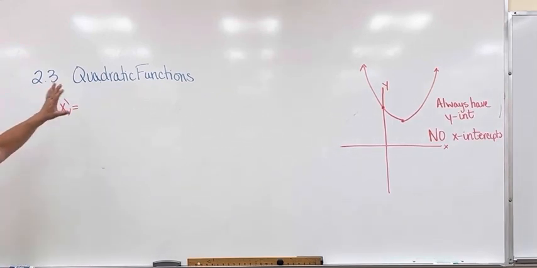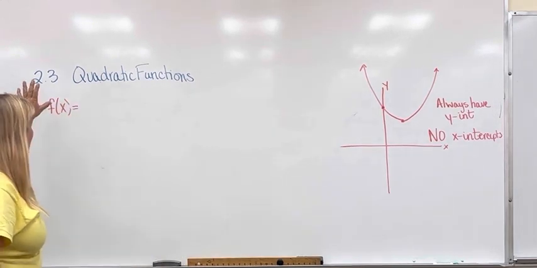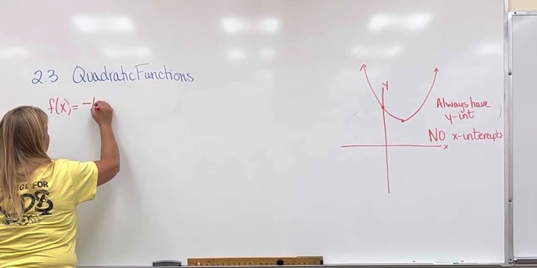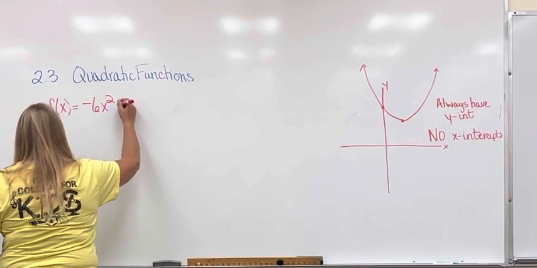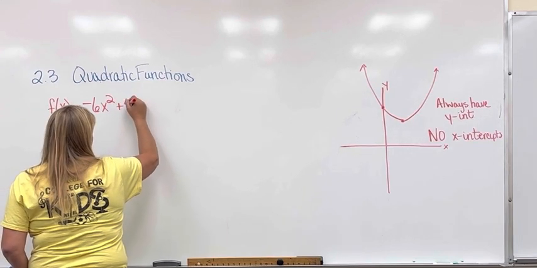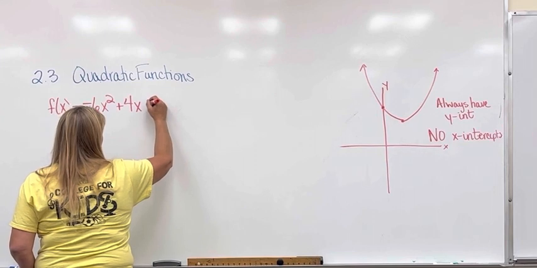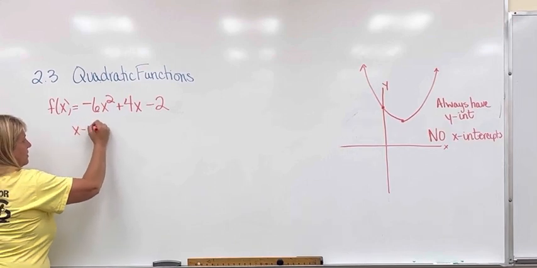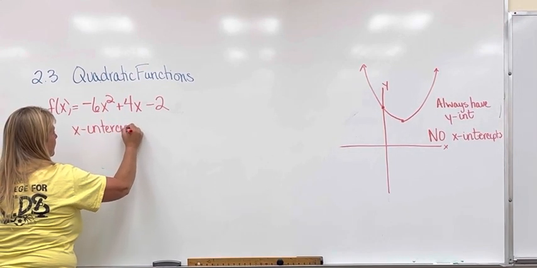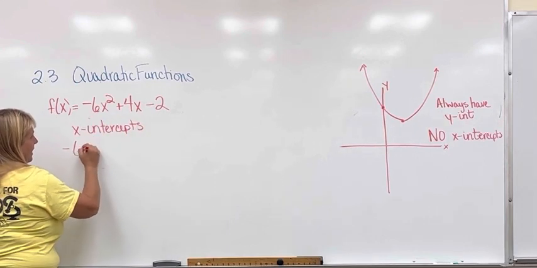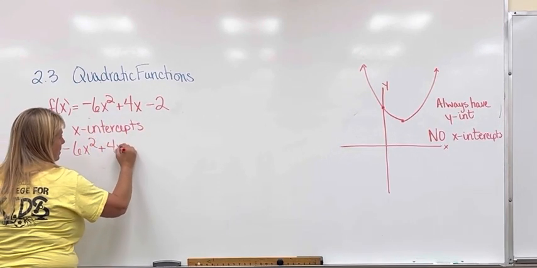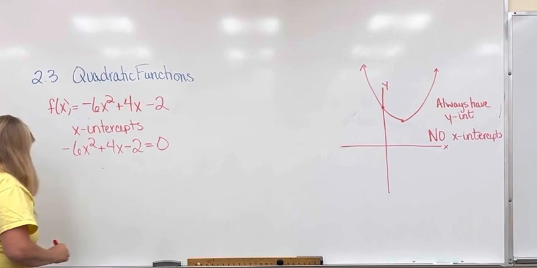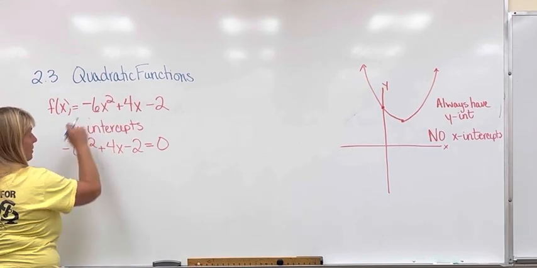Okay, so we were looking at why we have no x-intercepts, and we started by writing the function. Here's my example function: negative 6x squared plus 4x minus 2. The only thing we're interested in here are our x-intercepts. So for our x-intercepts, we're going to take this and set it equal to 0.